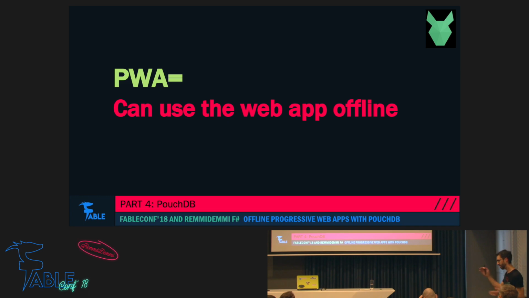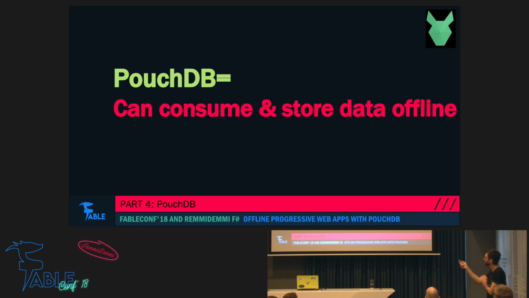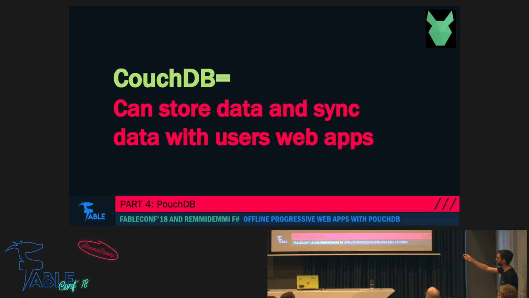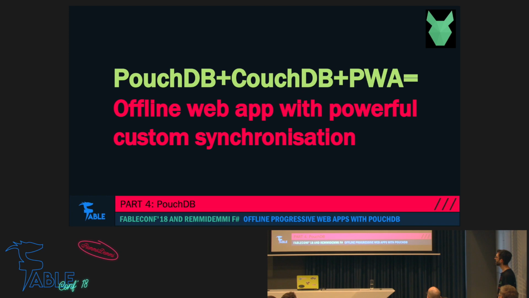Now, in order to make a little conclusion. With a progressive web application, you can use the web app offline. With PouchDB, you can consume and store data offline. So really, you can create data, it will be stored in the browser, and then when you get your internet connection back, you will be able to synchronize. It's a very neat feature. And with CouchDB, then you can get the data from all your users. So here you get something which is quite complete to make offline applications.